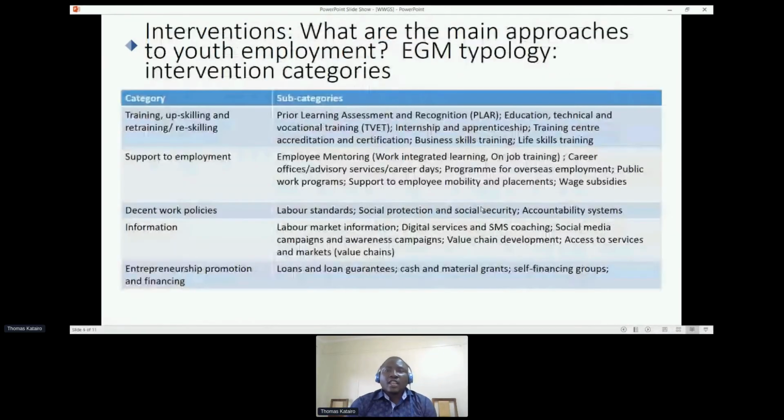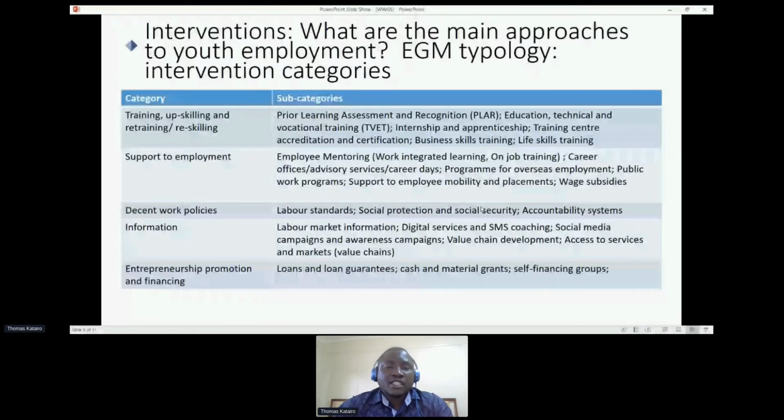So to look at the typology of the interventions we are looking at, mainly we have what we call broad categories, and those are the ones on the extreme left, and then we have subcategories. So we have broad categories: training, upskilling, and retraining, and these mainly look at whether the youths are getting the training they need, whether they have lost skills, whether they're getting reskilled. So this is where reskilling and retraining comes up.